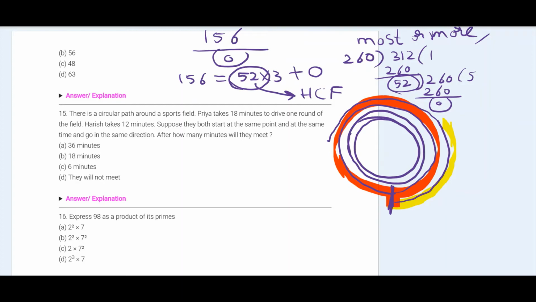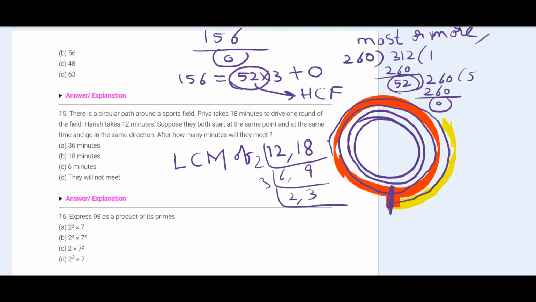Suppose they both start at the same point and at the same time and go in the same direction. After how many minutes will they meet? So here we need to find the LCM. LCM gives the answer for us. The LCM of 18 and 12 gives our solution. They will be meeting at the same point when they make the least common multiple possible. LCM of 12, 18. So if you find the LCM of 12, 18, divide with 2 and 3 here. The LCM is 36. After 36 minutes, Priya and Harish will meet at the same starting point.